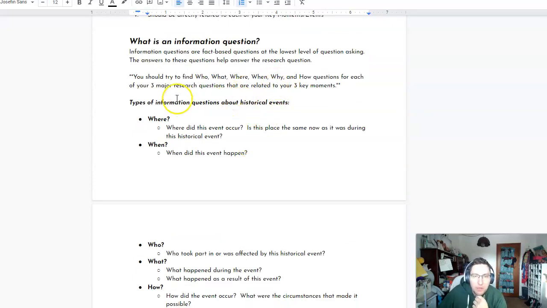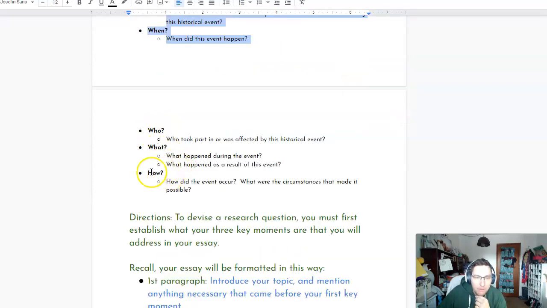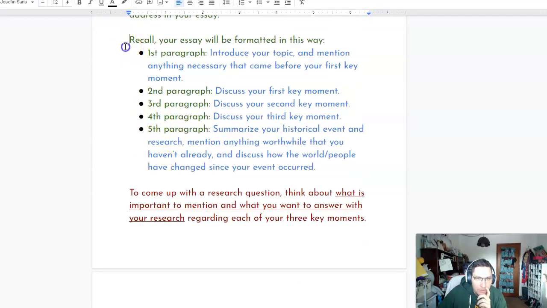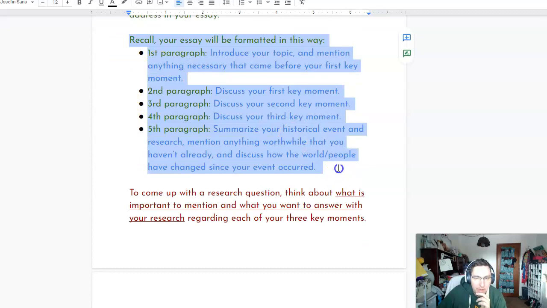Okay, and then you also will ask and answer information questions. The information questions are a little more basic. They are where, when, who, what, why/how. All right, and I've already told you how your essay is going to be formatted, so just kind of keep that in mind.